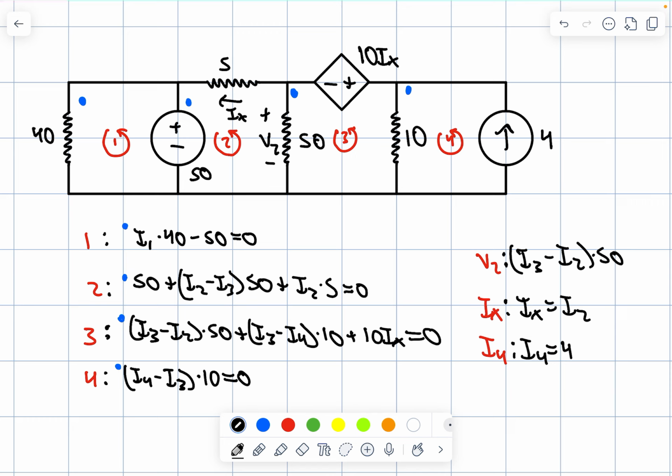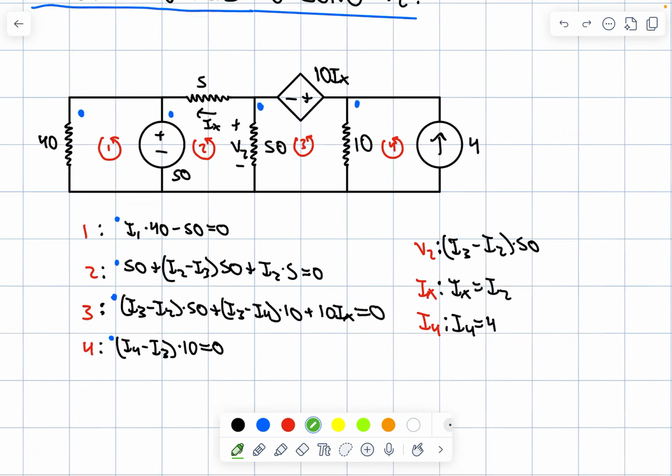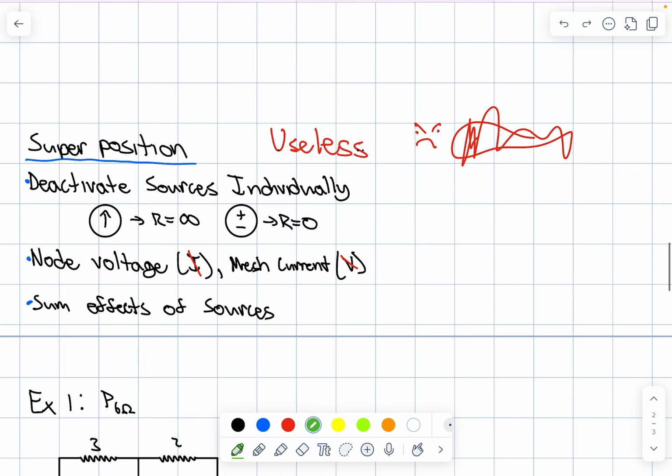Then this fourth loop, I4 minus I3, is going across this I4 in the right direction, I3 in the wrong direction, going across the 10. And that just has to equal 0 because there's no voltage associated with the 4 amp current source. Great. We have covered mesh current. Perfect. Now we're going to move on to superposition.